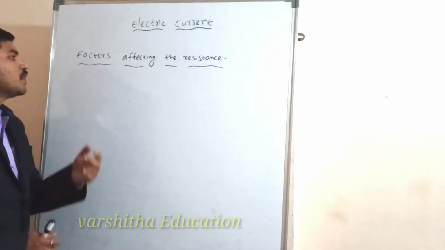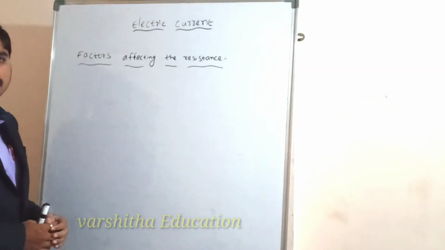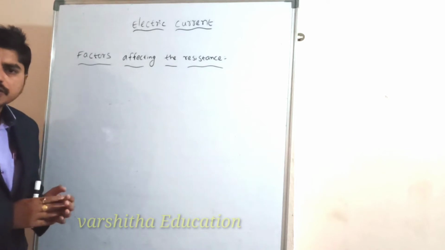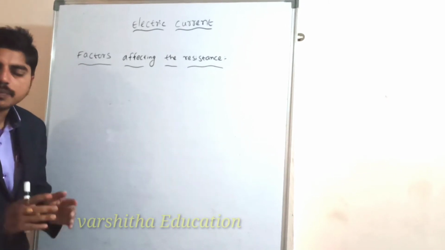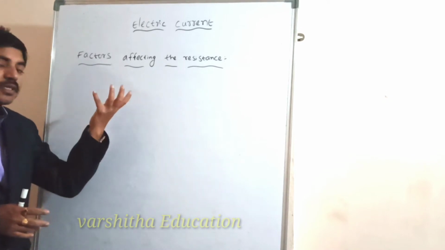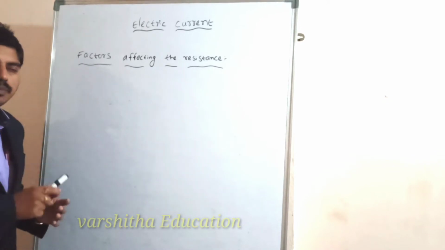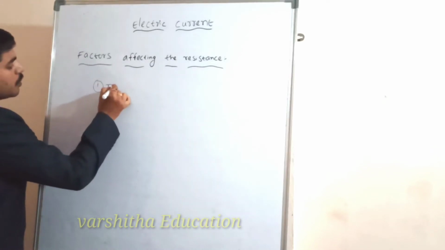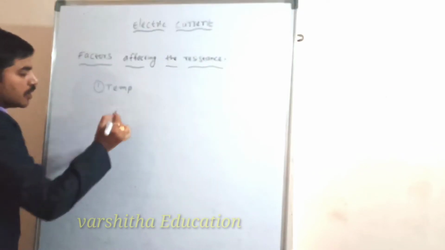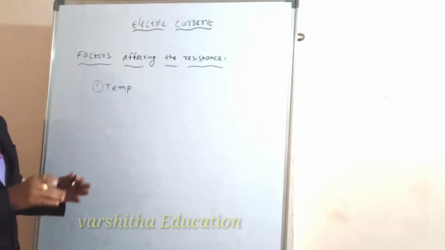So here are the factors affecting the resistance. Different types of factors can affect resistance values. The resistance values can vary depending on the materials. The first and most important is temperature. The first one is temperature. If temperature increases, the resistance value may increase.